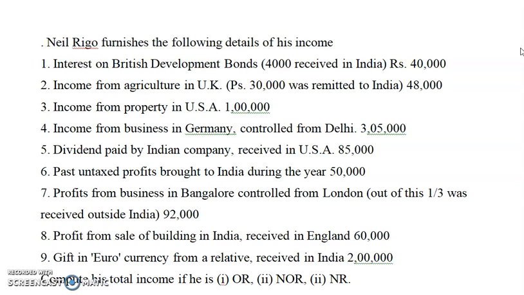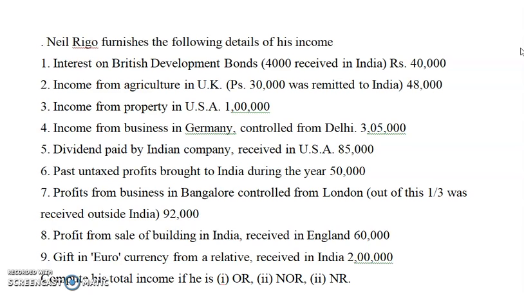So we'll see the first transaction. It says interest on British development bonds, 40,000 rupees. Out of that, 4,000 is received in India. Whatever amount which is received in India is taxable for all the SSE. So 4,000 has to come in all the columns.